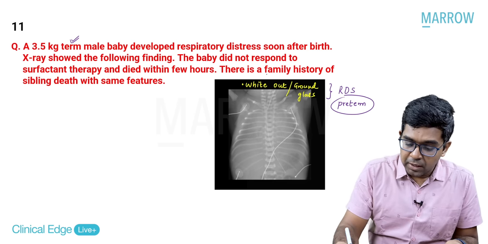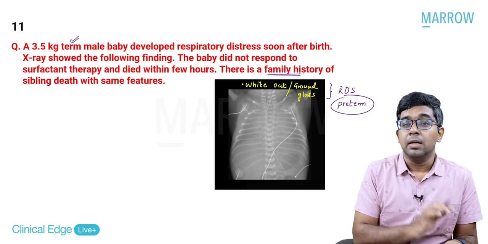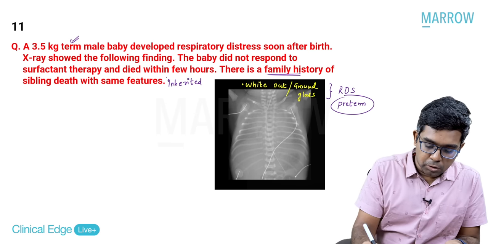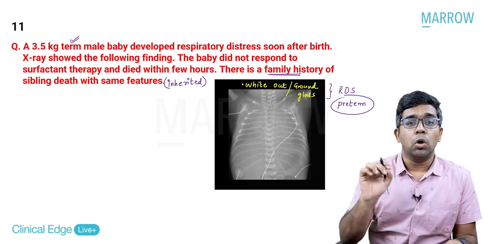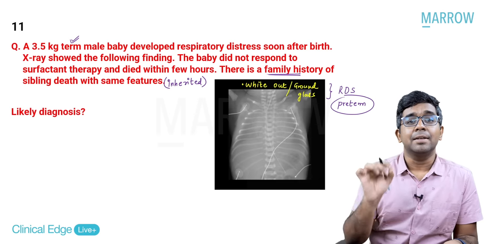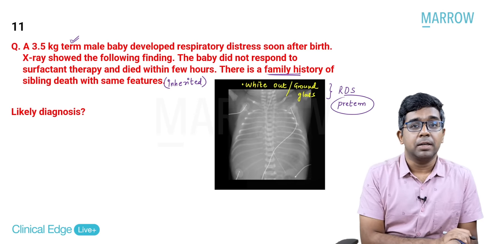Next, there is a family history of a sibling death with similar features. This means that it is an inherited condition as well. Do you think RDS is an inherited condition? Absolutely not. So all these points do not tell you that it is RDS, but it is a condition which is mimicking RDS. So what could be that particular condition?